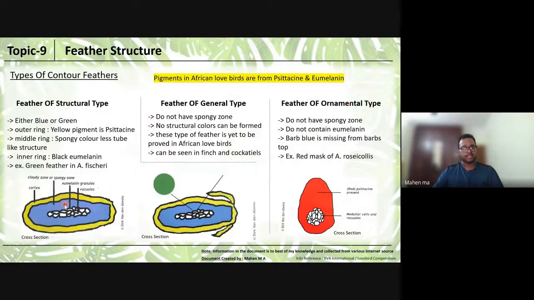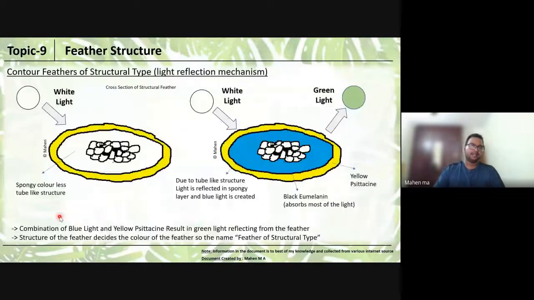When I explained here, I told you this blue area will be white, but why it is shown as blue, I will explain in the next slide. Now let us understand why the contour feathers are actually blue or green or any other color that we see on the birds.